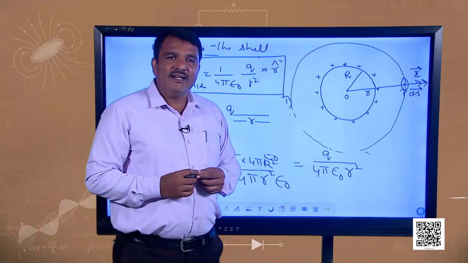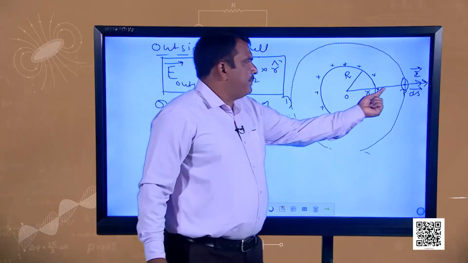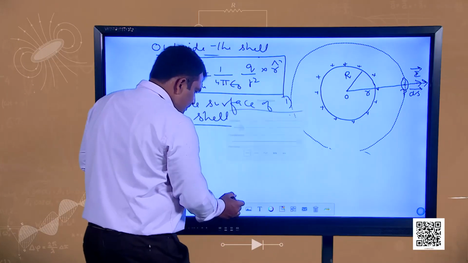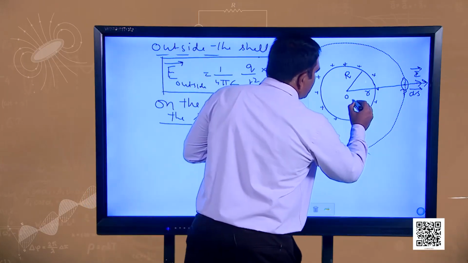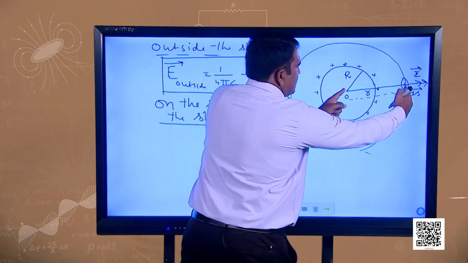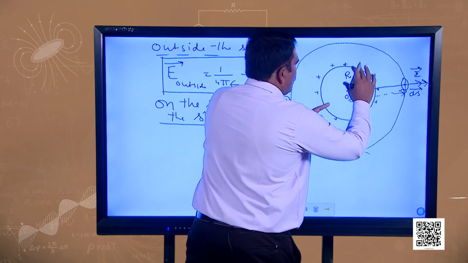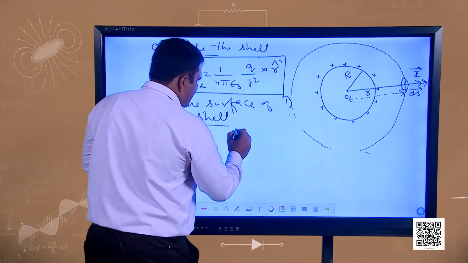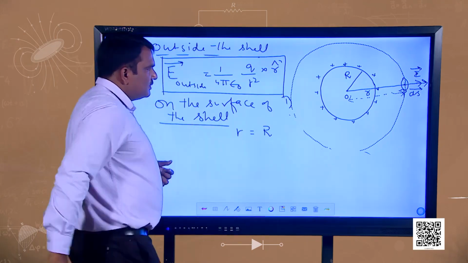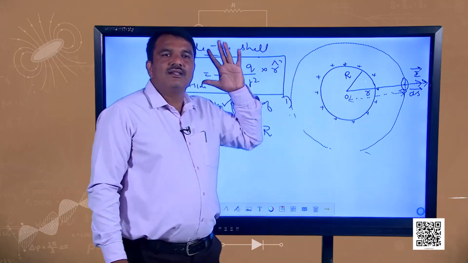Now let us find electric field at any point on the surface of the cell. If this point P lies on the surface of this cell, then the distance small r from the center to point P becomes equal to the radius of the cell. That means you can write small r is equal to capital R for all the points which are lying on the surface of this cell.